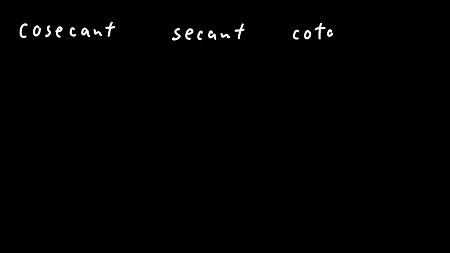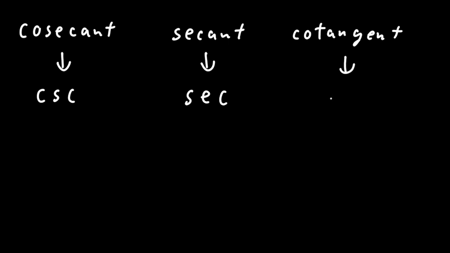Now let's discuss the 3 remaining trigonometric functions. This is cosecant, this is secant, and this is cotangent. Cosecant can be rewritten as CSC, secant can be rewritten as SEC, and cotangent can be rewritten as COT. Now, what exactly are these functions?